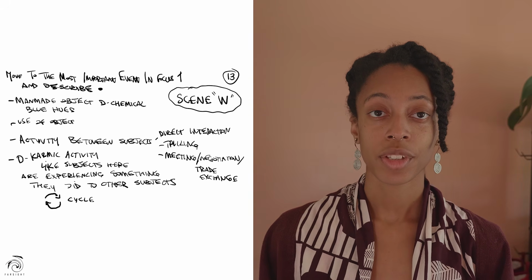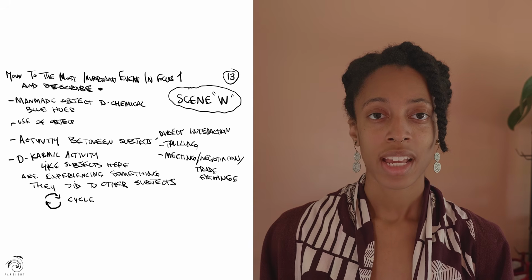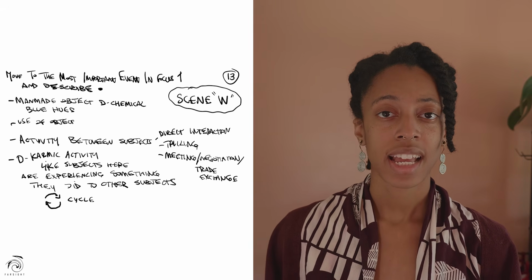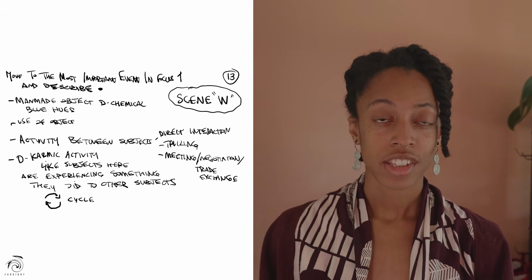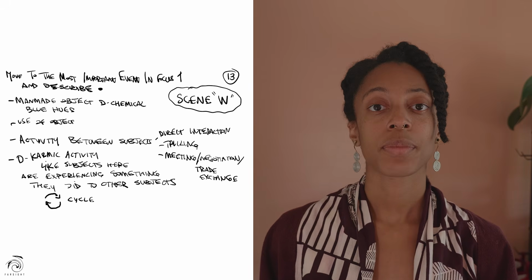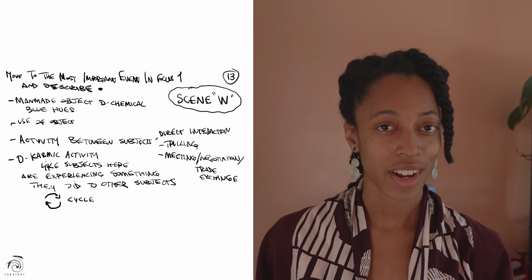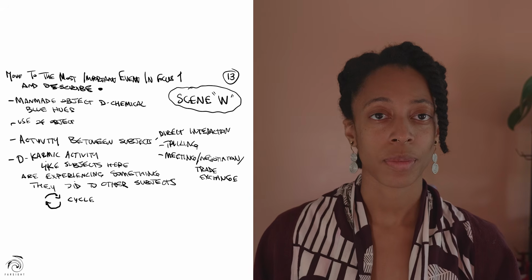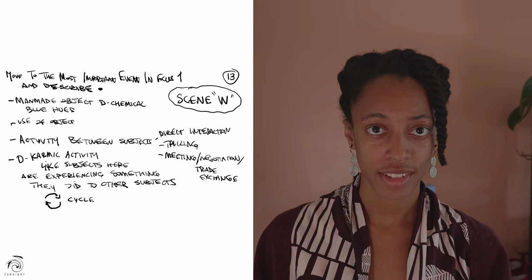Moving to the most important event at focus 1, I'm picking up a man-made object with blue hues that I'm deducting has a chemical nature. I see the use of this object, and activity between the subjects looks like direct interactions. There's talking and like a meeting, negotiation, or some trading or exchange activity.